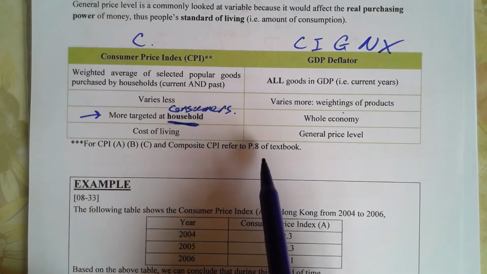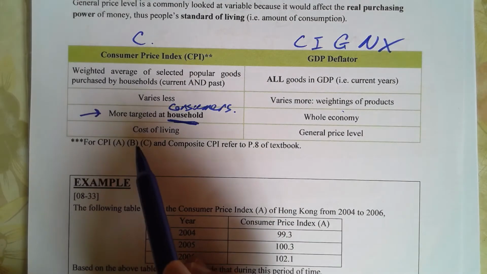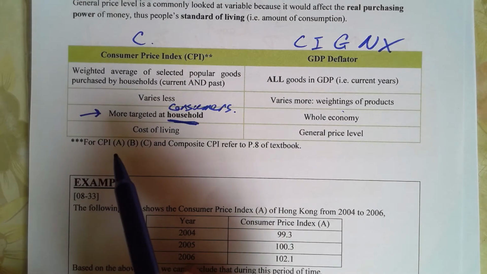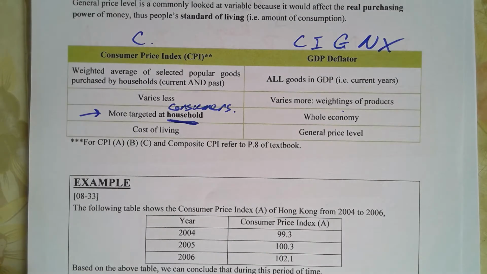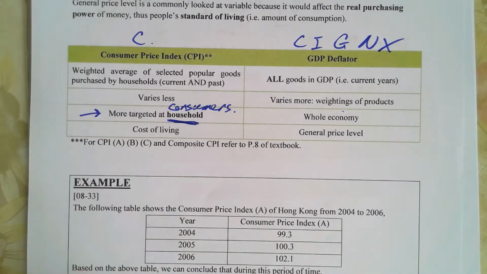Now here on page 5 of your textbook, you will also see CPI further broken down into CPI A, B, C, and composite CPI. I'm not going to waste your time here. Basically it says the poor, the middle class, and the rich people have different CPIs. Look at it yourself, okay? I don't want to waste time.